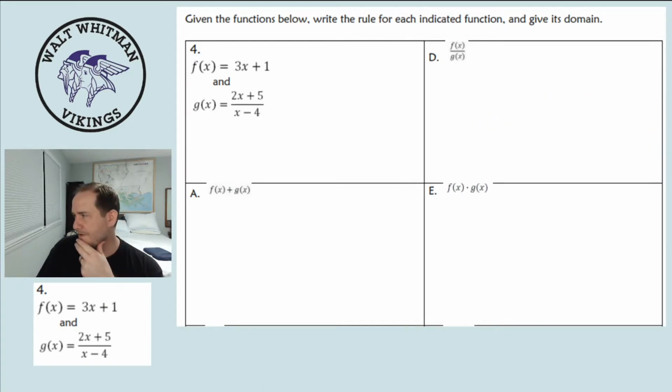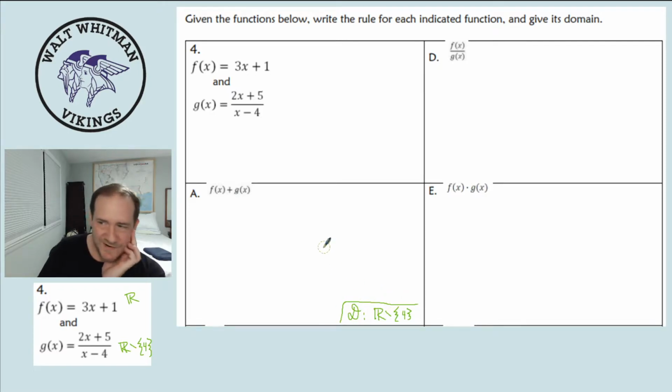We're going to do the sum. And again, as you guys already know, the domain of f is going to be all reals because it's linear. The domain of g is going to be all reals, but not the number 4. So even before we do any work for the sum, we already know that its domain is going to be the intersection of those two domains, which is R without a 4. We already know that's our domain. May as well write it down.